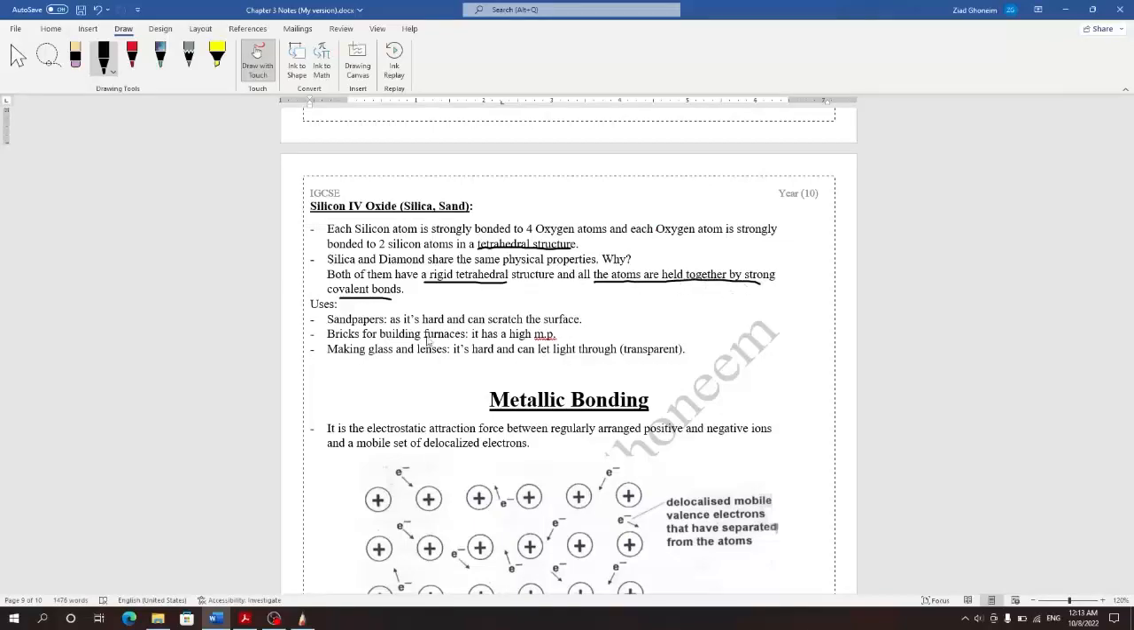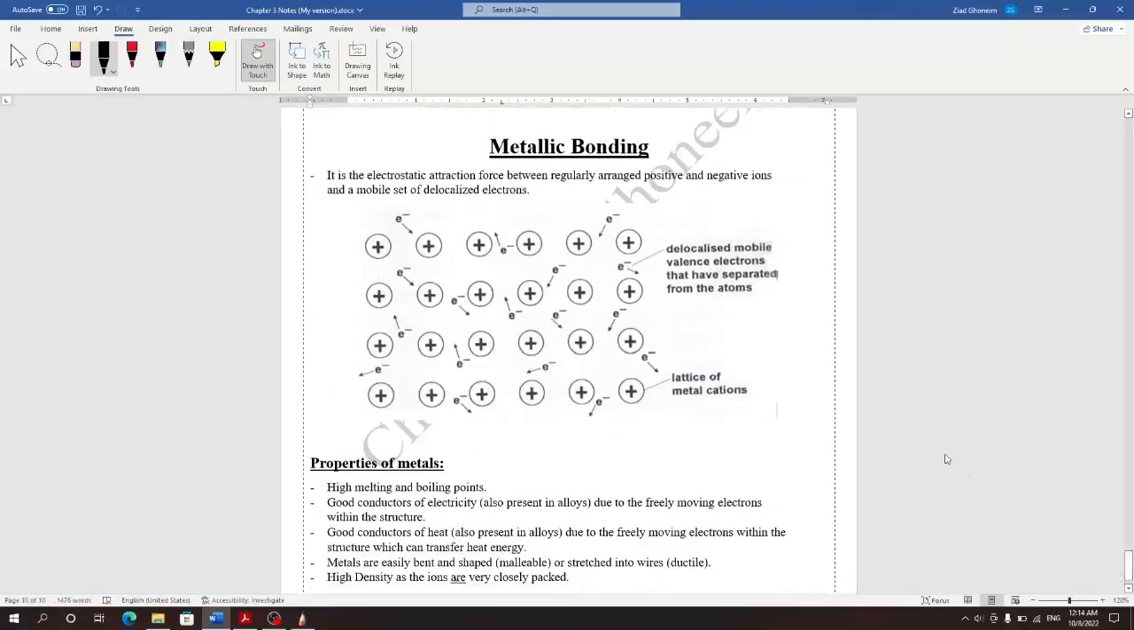Very well. The uses of silicon dioxide: it's used in sandpapers as it's hard and can scratch the surface. Bricks for building furnaces because of its high melting point due to the very strong covalent bonds in its structure. Making glass and lenses because it's transparent, it's hard and can let light through, right? Okay, now to metallic bonding.